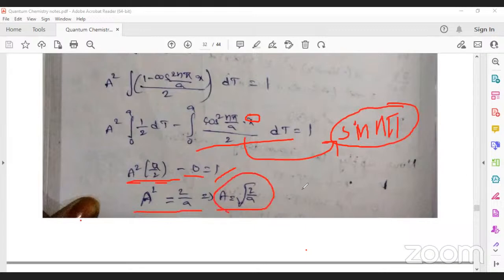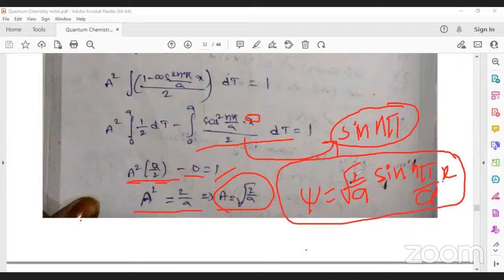Therefore, this a value will be substituted in the above psi equation. Therefore, psi is equal to the square root of 2 by a, then sine n pi by a into x. This is the solution of the wave function when a particle is moving along the positive x direction in a one-dimensional box. One-dimensional box, right? Is it clear?